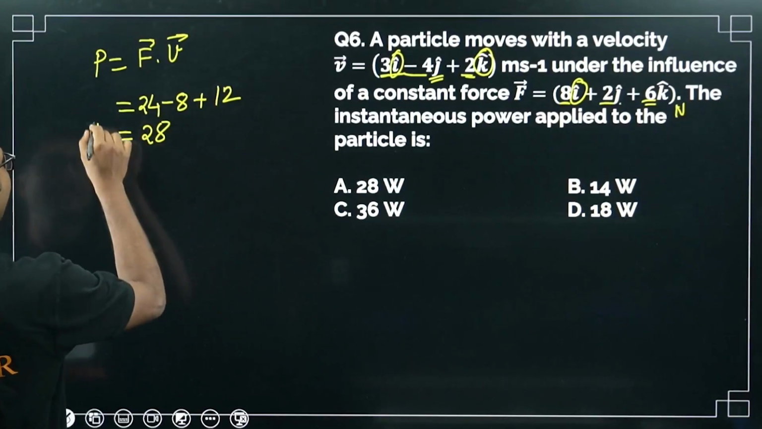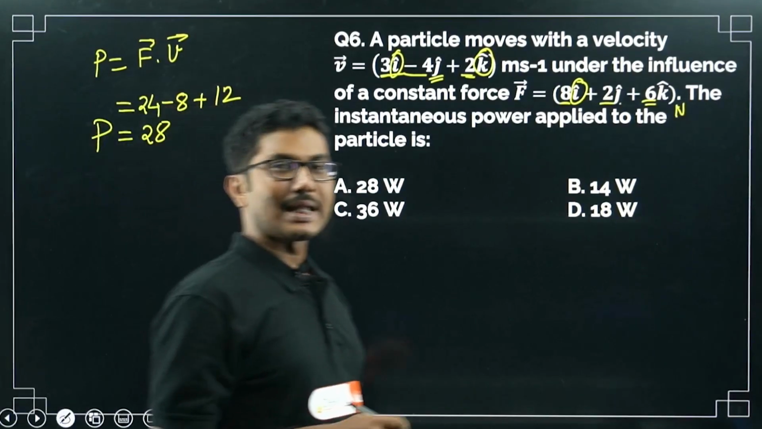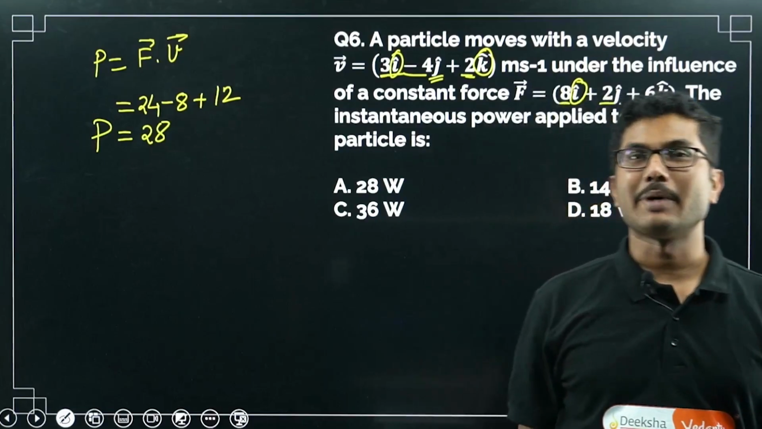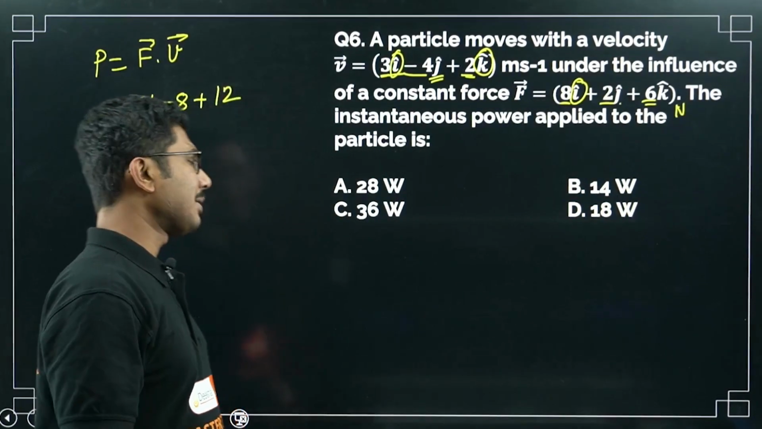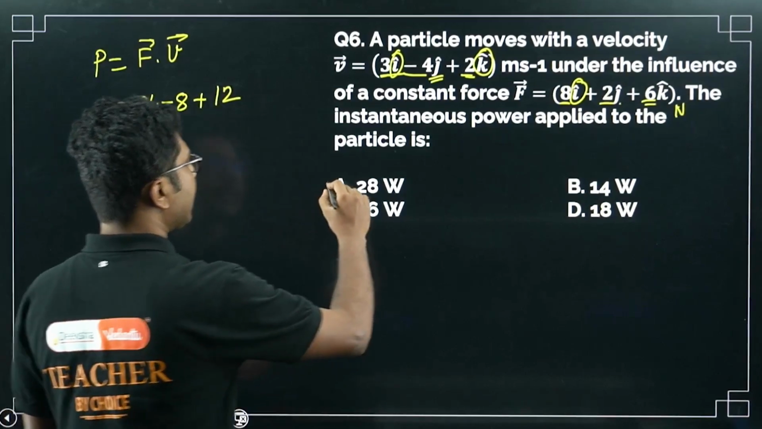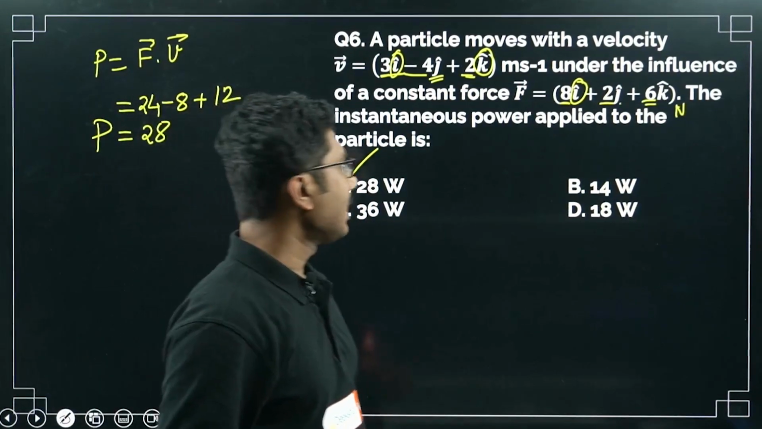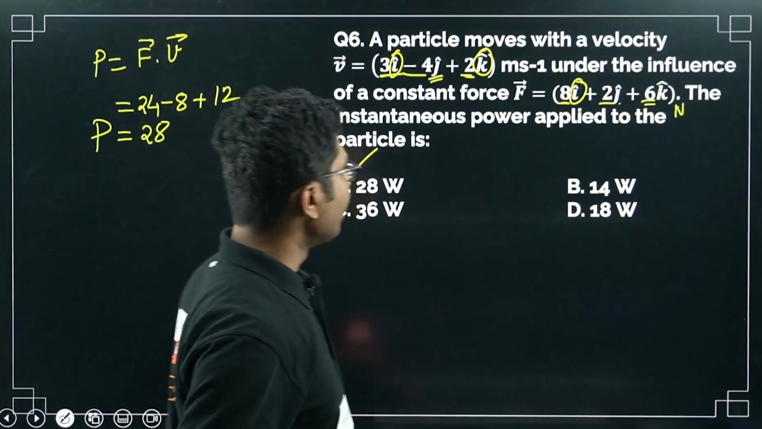This is the power delivered. Now power is generally denoted by capital P, whereas momentum is denoted by small p, right? So in case you have any confusion about power and momentum, that is also cleared. So 28 watt. Watt is the unit of power. So the correct answer is 28 watt.